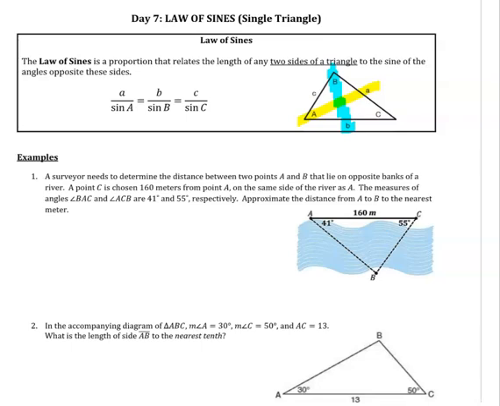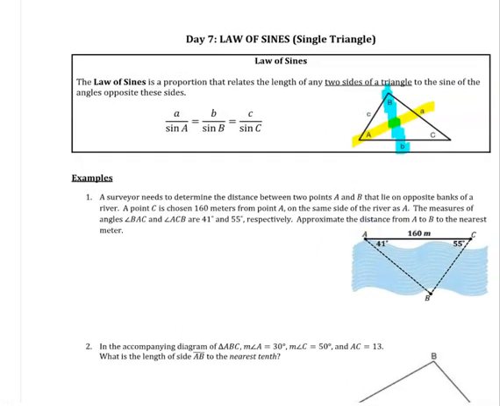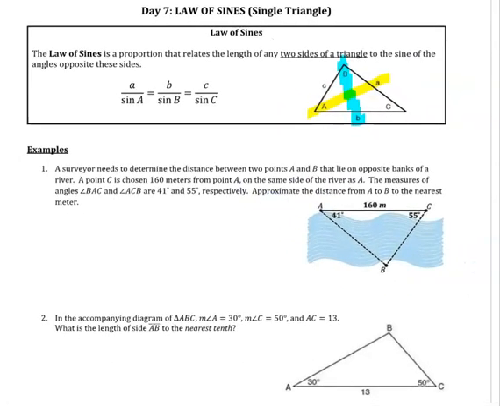Oops, I wanted to change that color to make it cooler. There we go. All right, so ultimately it has to do with opposite sides and angles. So this proportion in the top is talking about sides, and that's where the lowercase letters are coming from. The uppercase letters are talking about angles. All right, so let's see how it works.